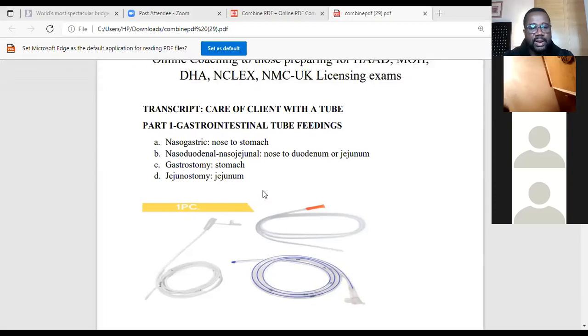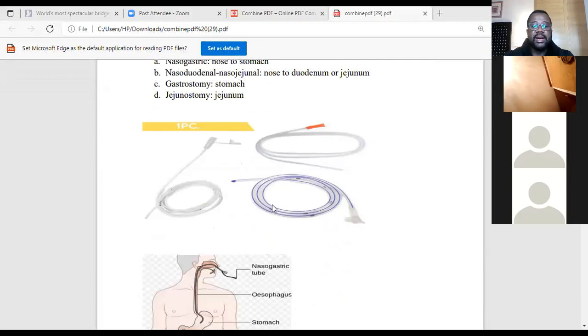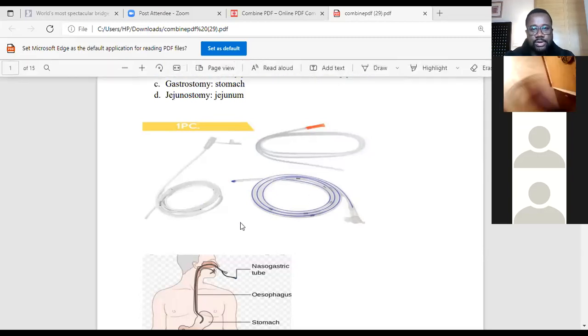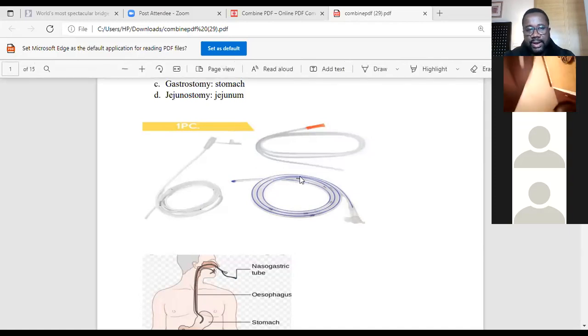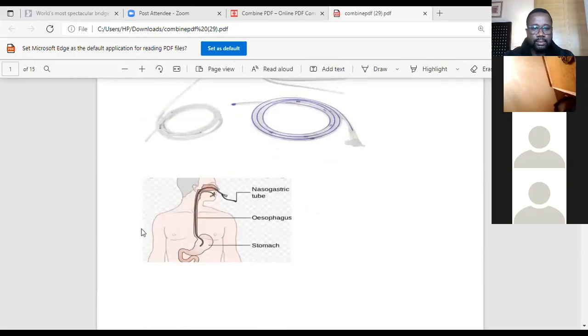We're not going to treat nasojejunal tube, gastrostomy tube. We are not going to look at jejunostomy. We're going to look only at nasogastric tube. So for some of us, I think we have seen nasogastric tube. Some of us have not seen PEG tube. We are going to see PEG tube. But for NG tube, this is how they look like.